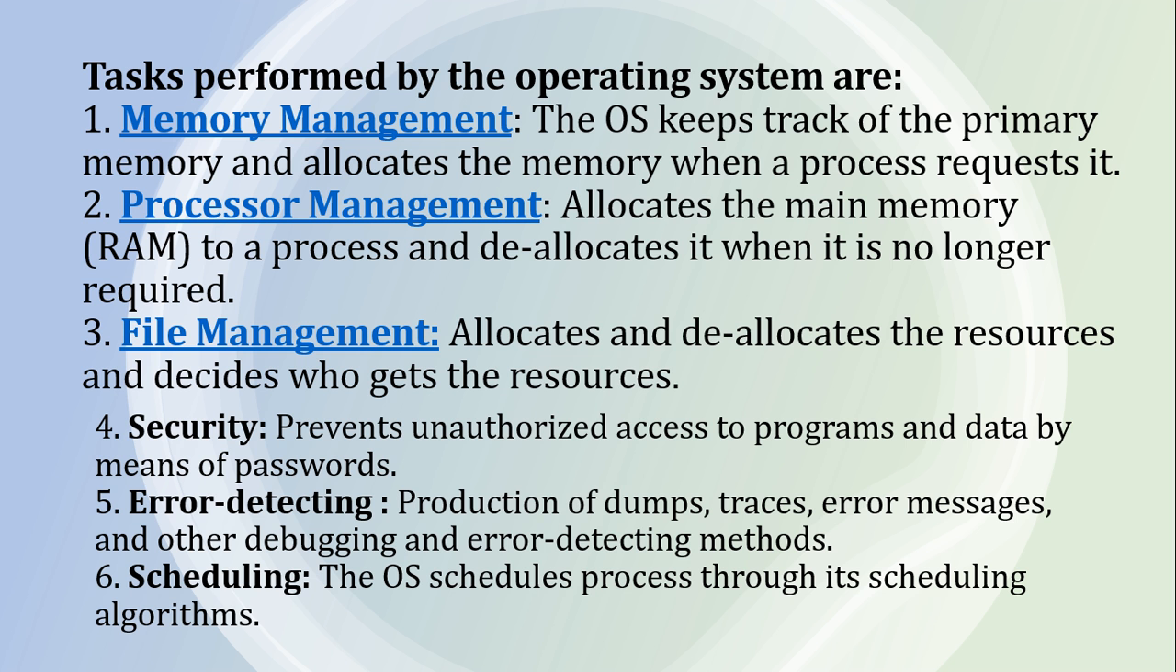Scheduling: the OS schedules processes through its scheduling algorithms. Sometimes we give input to the computer and it is processed one by one. It means it has been scheduled by the operating system: what data will be kept first, and what data will be output or processed first. These are all scheduled by the operating system.